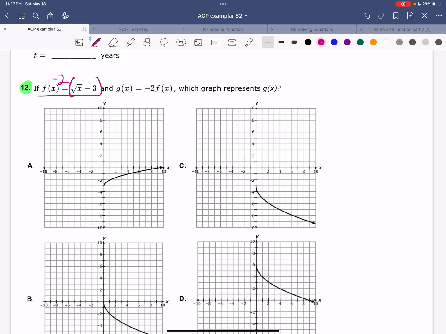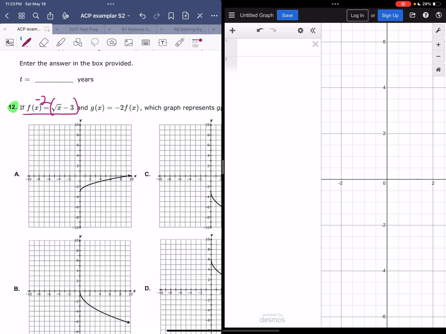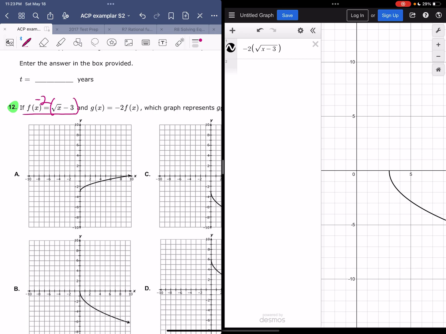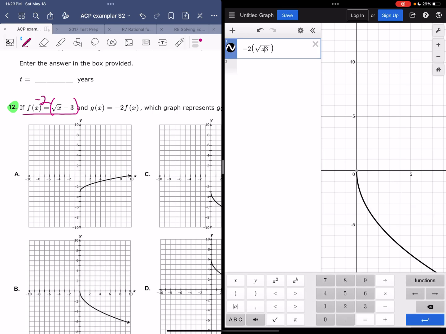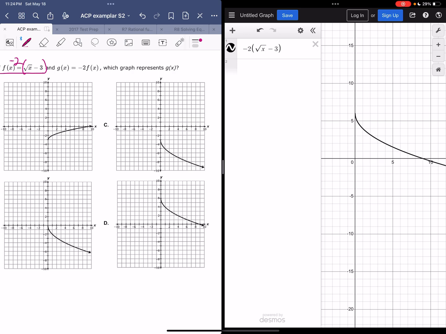That's it. So if you cannot really picture this one, I'm going to put negative 2, parentheses, square root of x minus 3. That's what you need to do. Just don't forget about the parentheses. Oh, I put minus 3 inside, so that should be outside. Do you see this graph? Which one of these graphs is equivalent? So it's gonna be D.